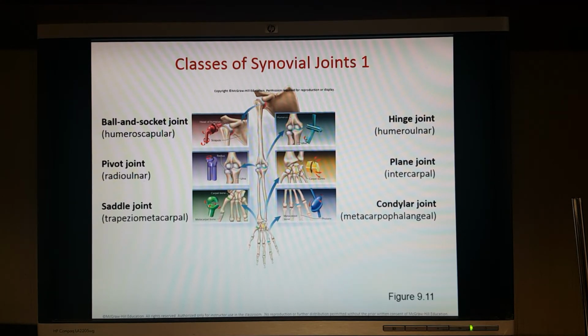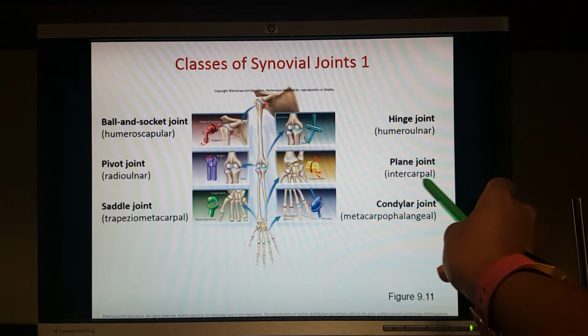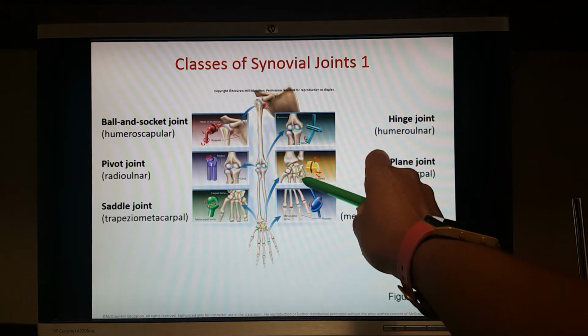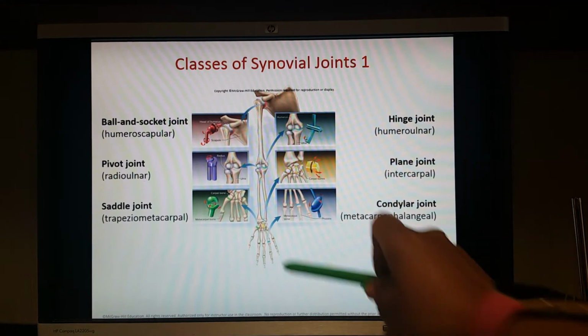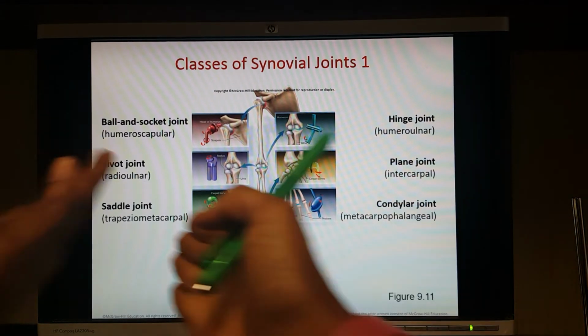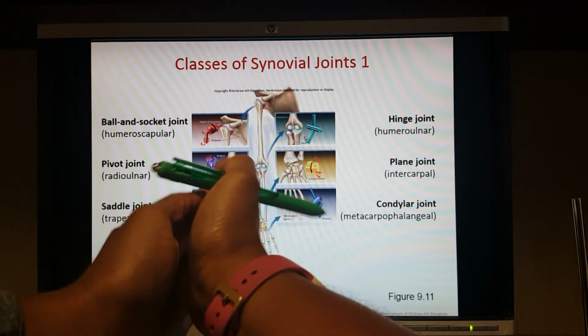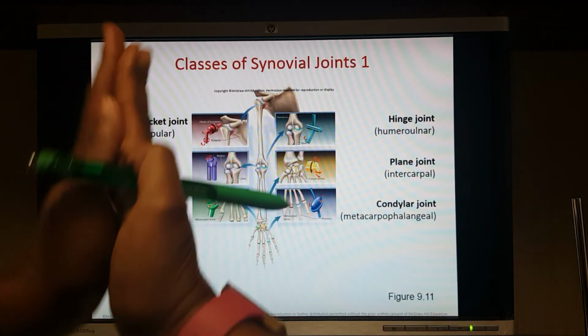Moving further down your hand in the carpal region, you have a plane joint called the intercarpal joint. So these little small bones that are inside the wrist area of your hands, they slide against each other. So like a flat plane sliding against each other.